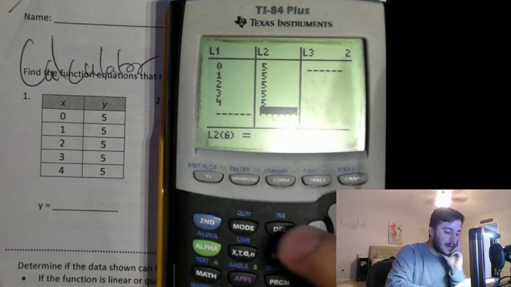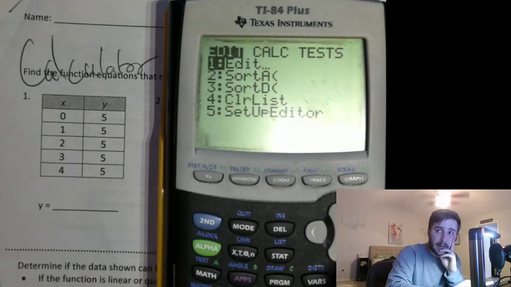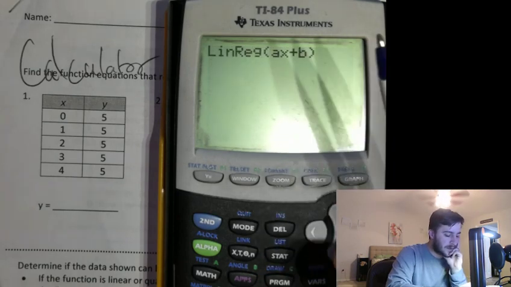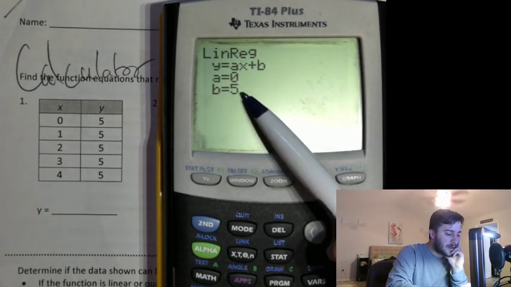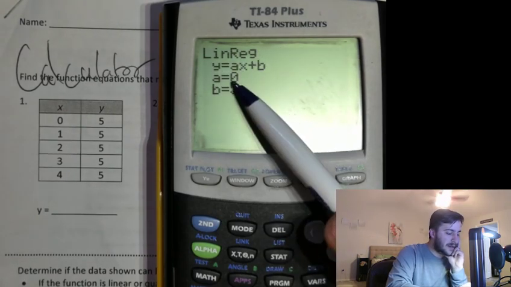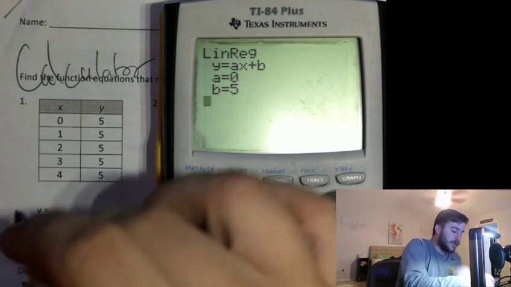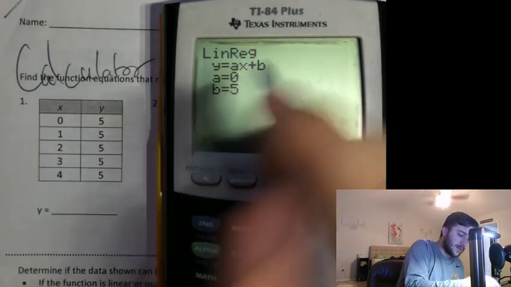Perfect. When we're done, we hit stat again, go to calc, and go down to linreg because it told us they were linear. We already knew that. Enter. There we go: y equals ax plus b, where a is 0 and b is 5. So my slope is 0. When something's 0 in these equations, they already gave us a y equals.